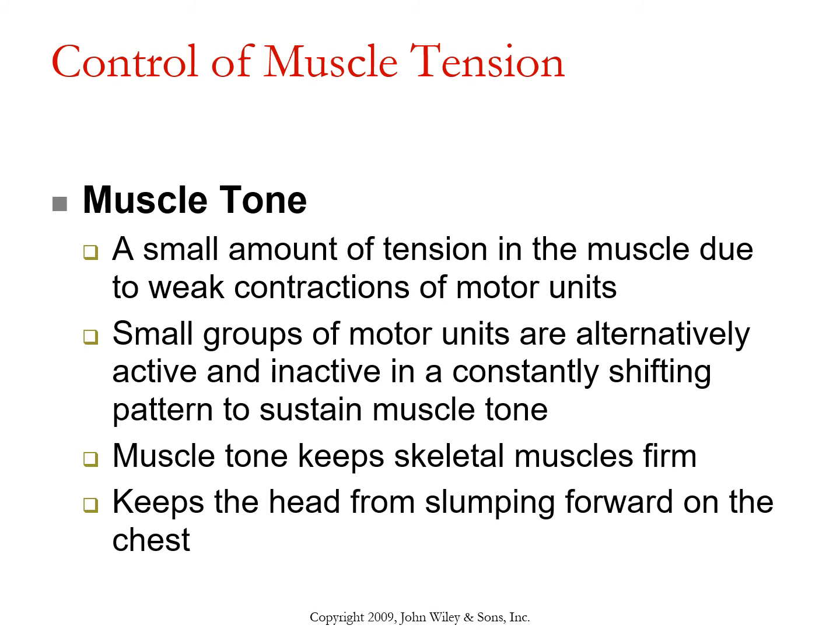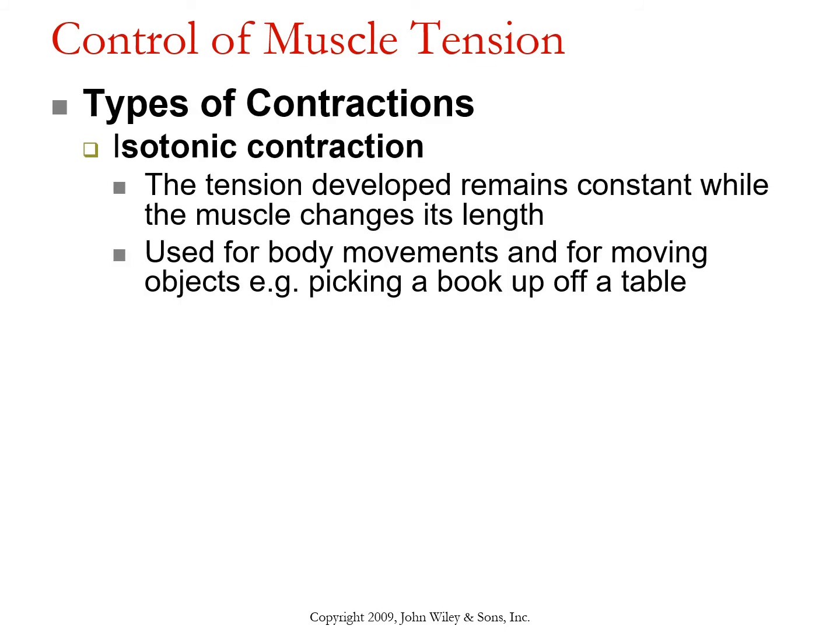This keeps muscles firm. Remember, if muscles are not stimulated or if they're not used, they will atrophy. If they are not used, they will break down. Muscle tone is responsible also for balance. For example, it keeps your head from slumping forward on your chest. There are different types of muscle contractions. Muscles don't always shorten when they contract.